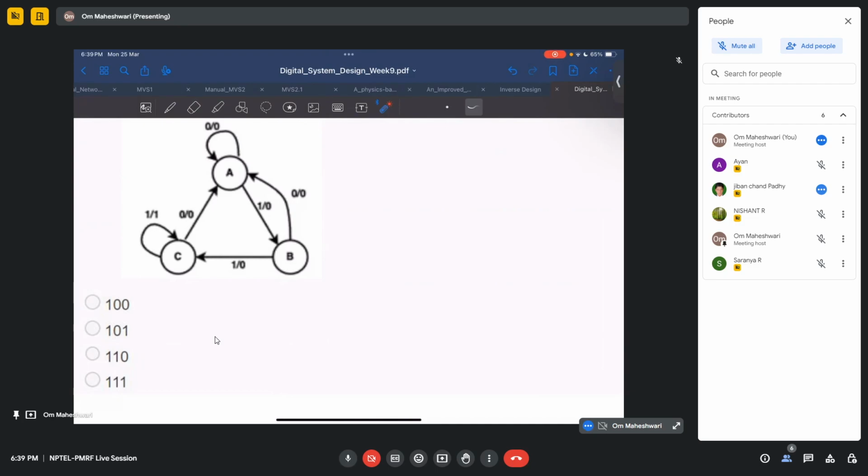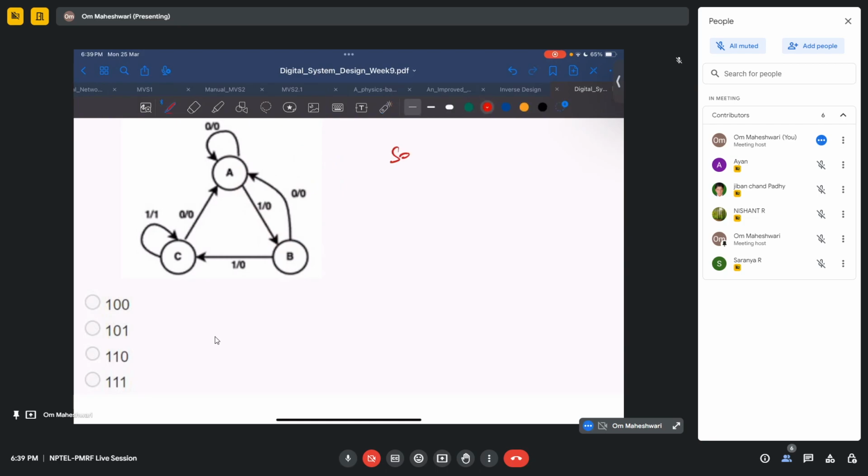Okay, so triple one is correct. I think Nishant said 101. Sorry, I could not see. Okay, so it is not 101, right? If you start here at A, if your input is 1, you go to B. If you have input 0, you go back to A. So 101 is definitely not correct.